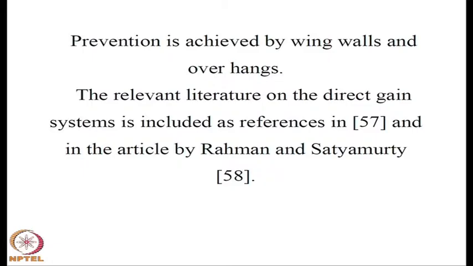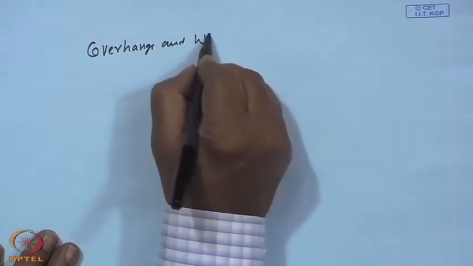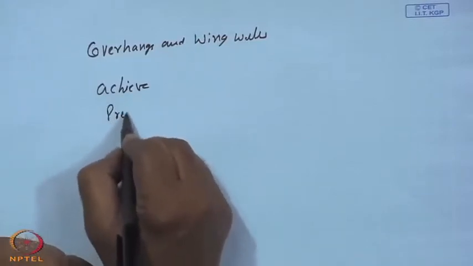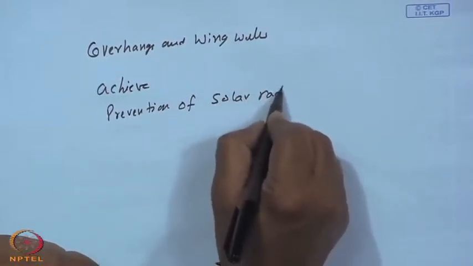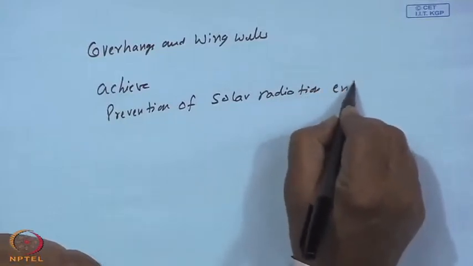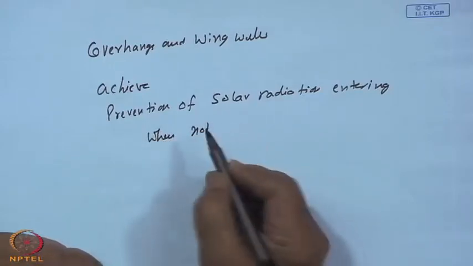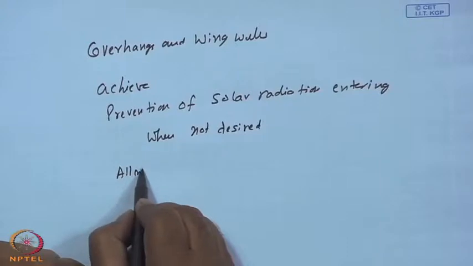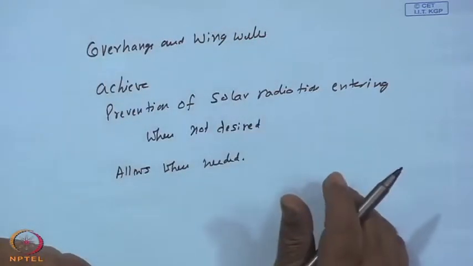So, these overhangs and wing walls achieve prevention of solar radiation entering when not desired, or desired, it can be interpreted both ways, and allows it when needed.